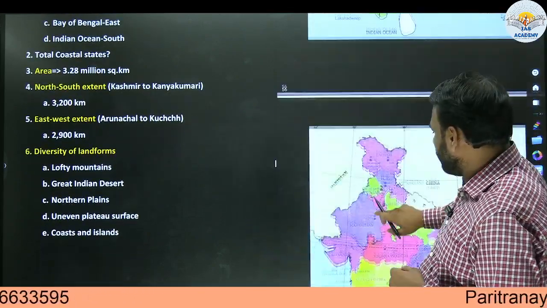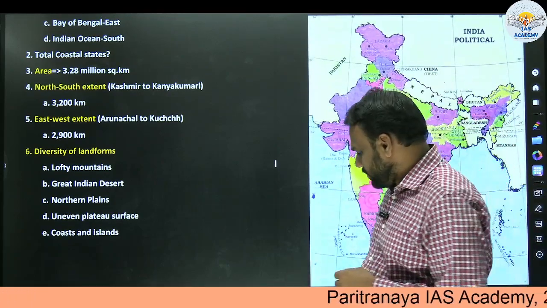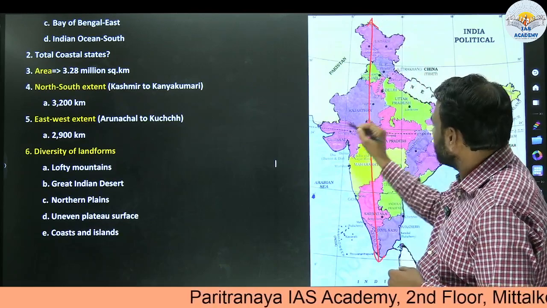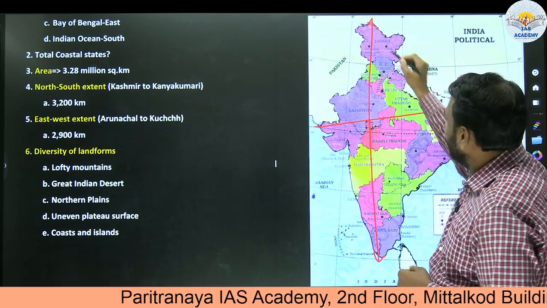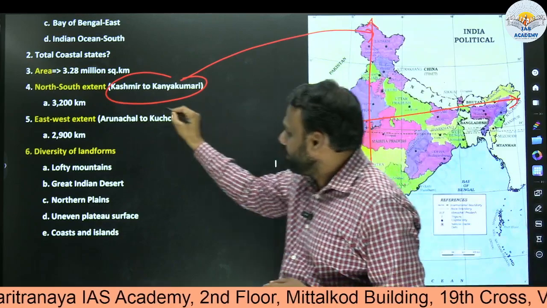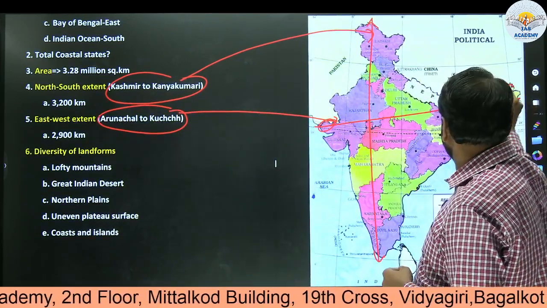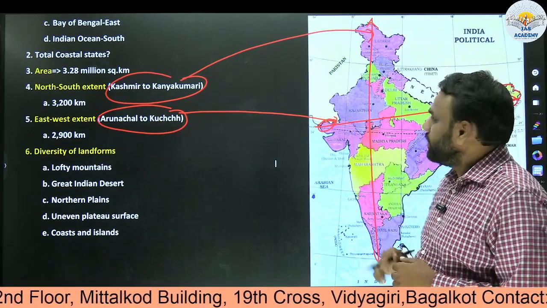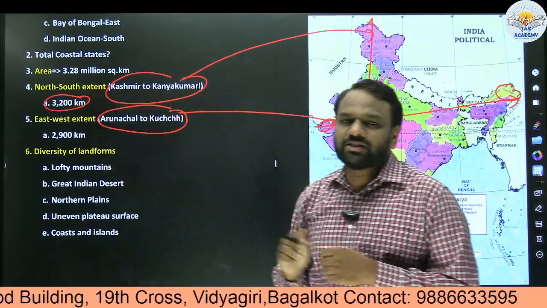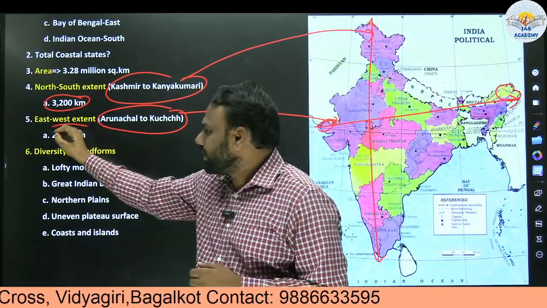Next, if you look at the distance from north to south and from east to west, this is the vertical distance and this is the horizontal distance, from Kashmir to Kanyakumari and from Arunachal Pradesh to Kutch. Kutch is located in Gujarat. From north to south, the distance is 3,200 km, and from east to west, this distance is 2,900 km.